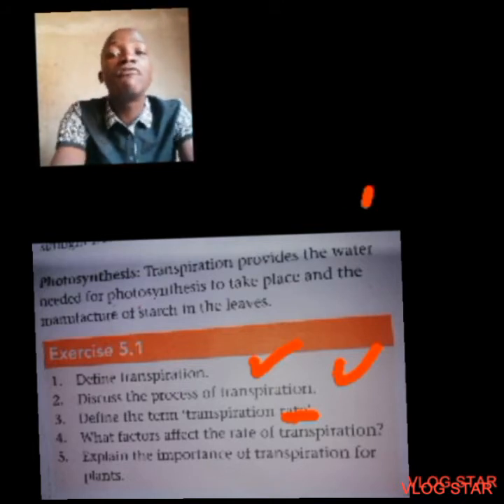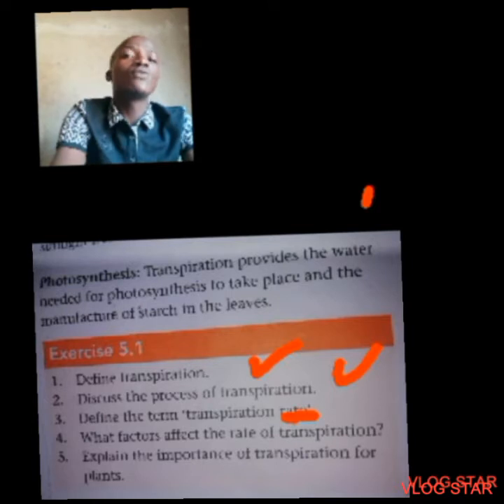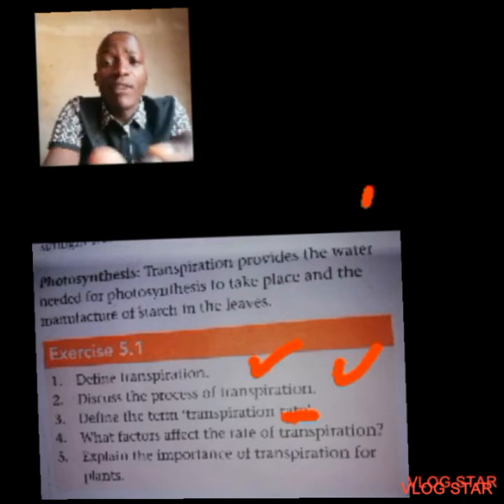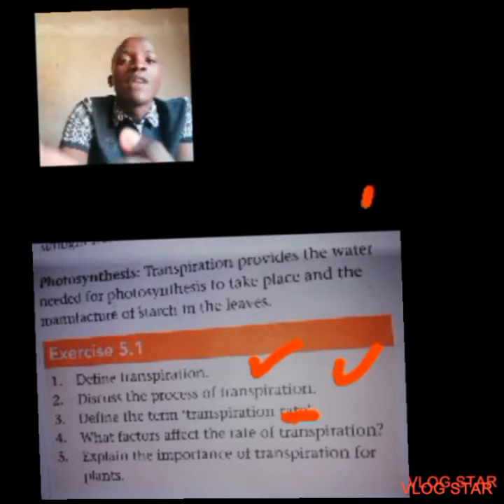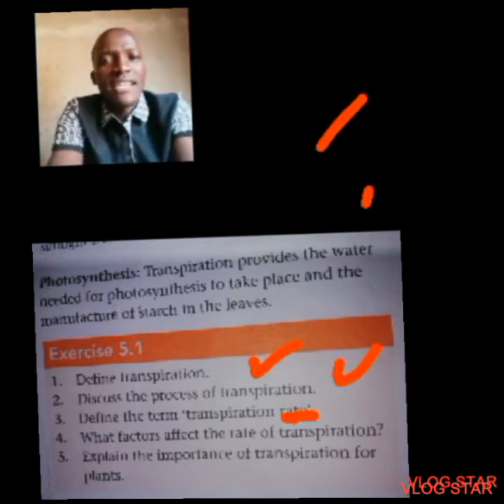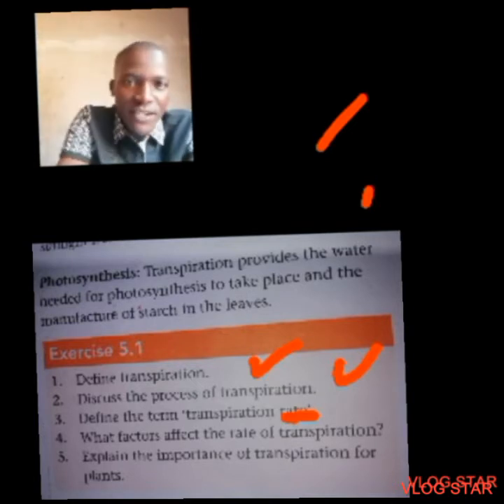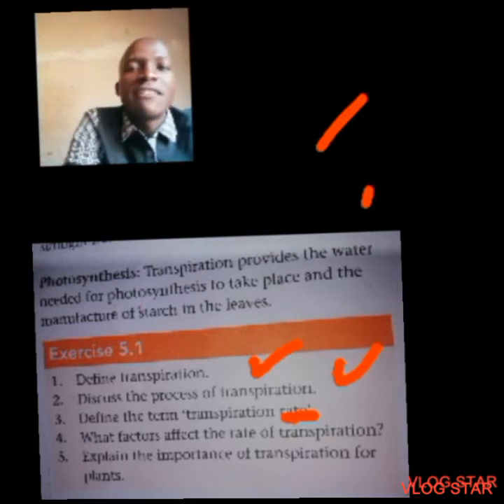Then question number 4 says, what factors affect the rate of transpiration. In this question, you just list the factors that affect the rate of transpiration. The first factor is humidity. The second one is temperature. The third one is stomata distribution. We have wind. We have light intensity. All those factors affect the rate of transpiration. Right?